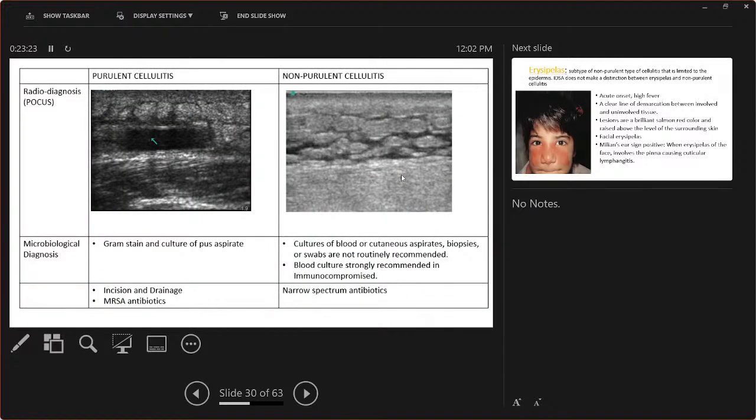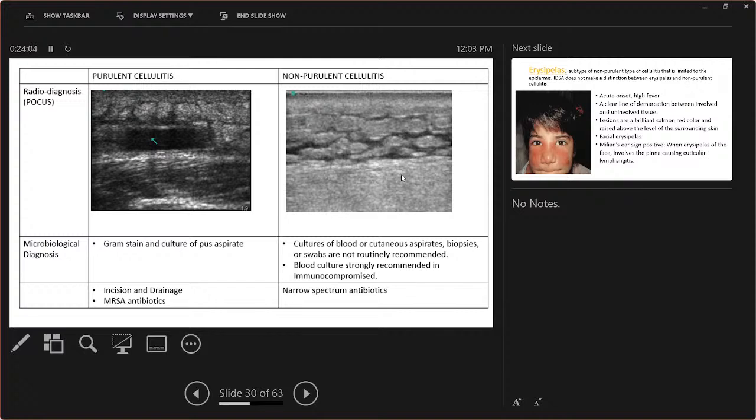This is the point of care ultrasound. Non-purulent. In the emergency department we see mostly non-purulent. Radiologically, we know that purulent is always associated with an abscess, that is the hypoechoic cavity present. Here it is non-purulent, that is the cobblestone appearance.